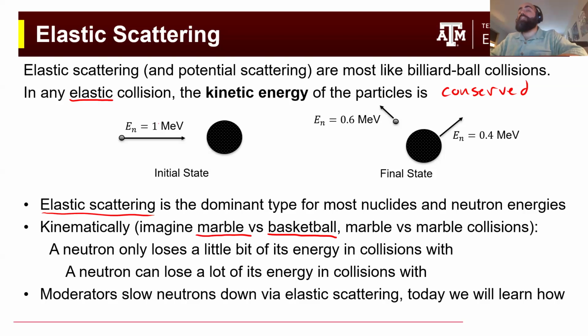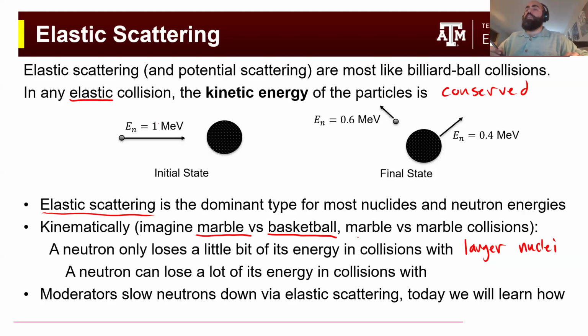That is a result of just the kinematics of that reaction and the basketball having a lot more mass. So in a collision like that, the neutron is only losing a little bit of its energy if it's colliding with a larger nucleus. If the nucleus is much larger than the neutron, then when the neutron collides with it, the neutron isn't going to lose very much energy. Just like when the marble collides with the basketball, the basketball doesn't gain very much energy, and the marble doesn't lose very much energy.